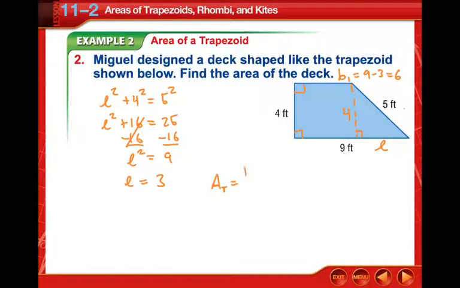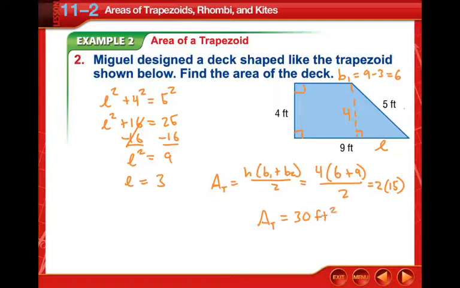So area of a trapezoid, again, height times base 1 plus base 2 over 2. Our height here is 4 times 6 plus 9 divided by 2. Now, what I like to do here, since the 4 is outside of our parentheses and we're dividing by 2, we're just going to go ahead and divide by 2 now. So that's going to be 2 times 6 plus 9 is 15. So now we just have to multiply 2 times 15, and we have our area of a trapezoid is 30 square feet. And that is the area of a deck, so that logically makes sense.